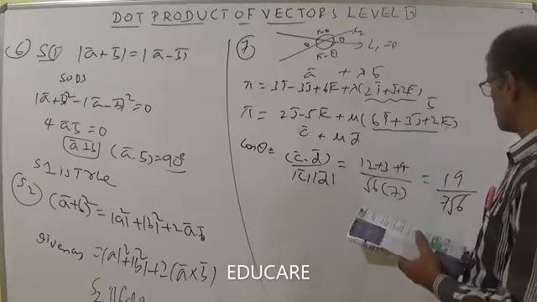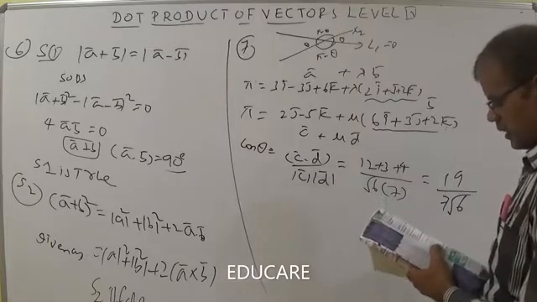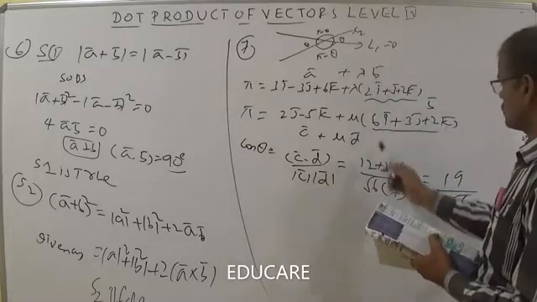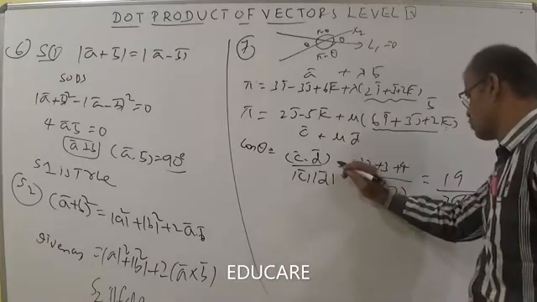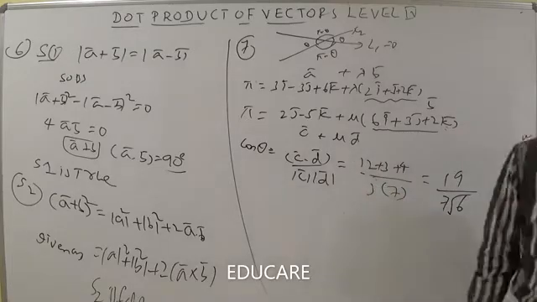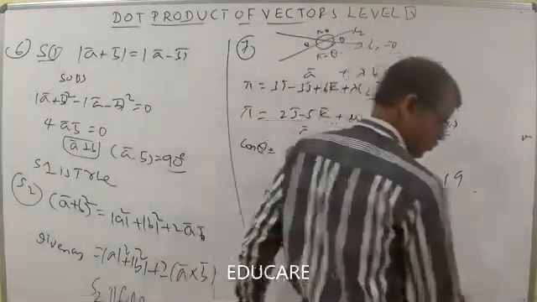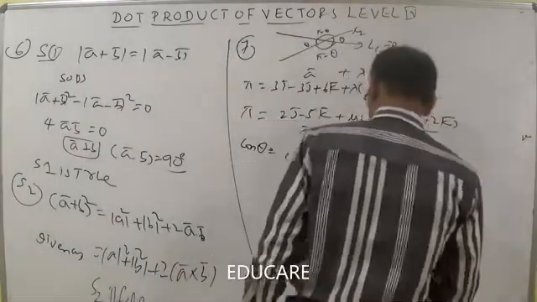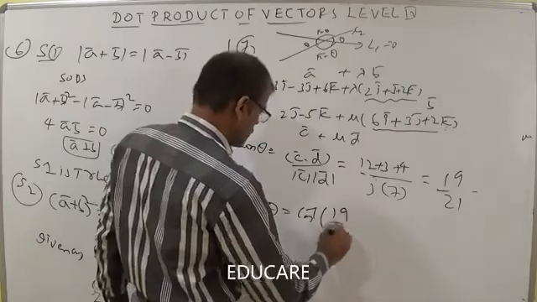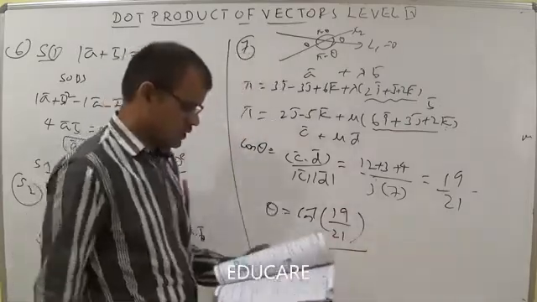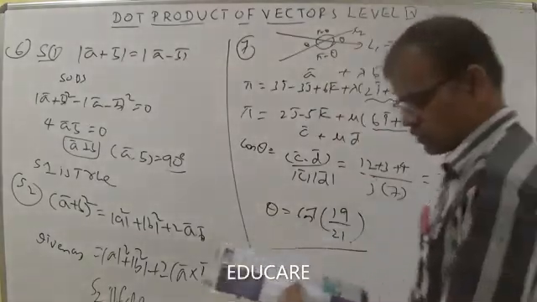2 6s are 12, okay: 2i plus j plus 2k and 6i plus 3j plus 2k, and the magnitude is 4 plus 1 plus 4, which becomes 3. Simply you can write 3 into 7 is 21, so 19 by 21. The angle between the two lines is theta equal to cos inverse 19 by 21, the second option. The 7th question is completed.